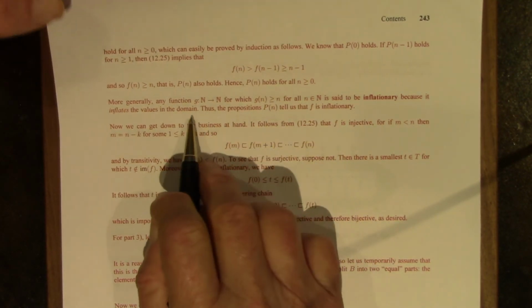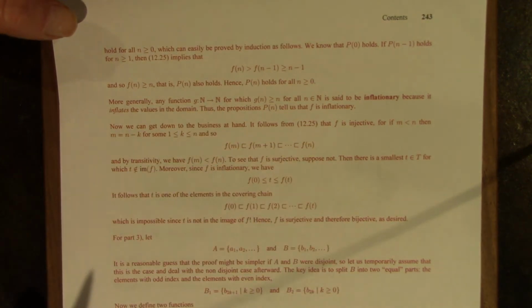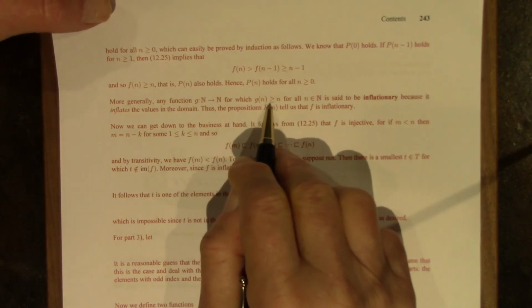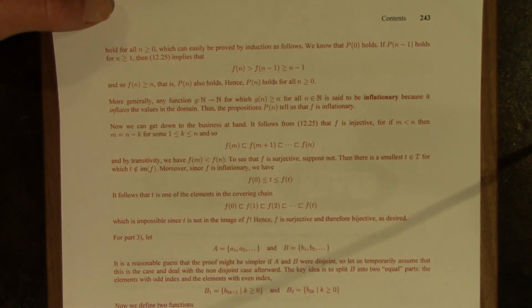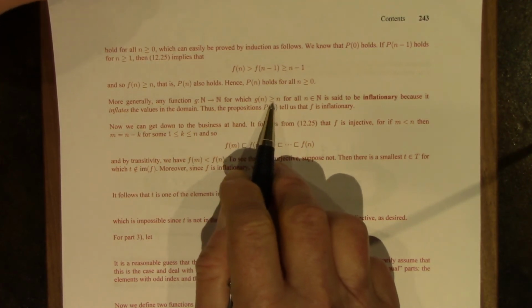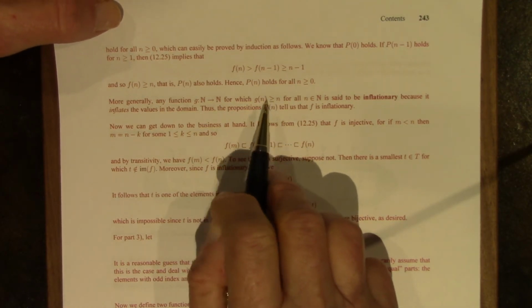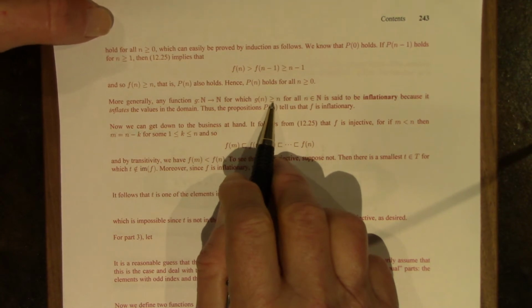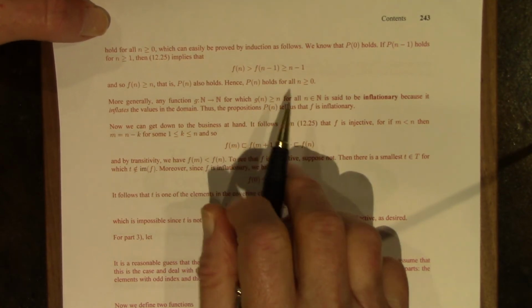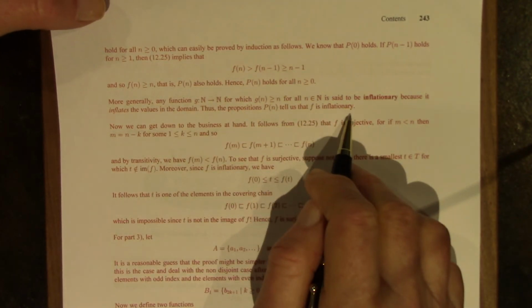Speaking generally, any function that maps the natural numbers to the natural numbers and that has the property I called p, that g of n is bigger than or equal to n for all n, is called an inflationary function. Because, informally speaking, it inflates all the values. If a value stays the same, they consider that to be inflated, even though technically it's not. When this is a strict inequality, of course, there is a real inflation of the value: g of n is bigger than n. But in any case, this is called an inflationary function. So what we've just proven is that f is inflationary.